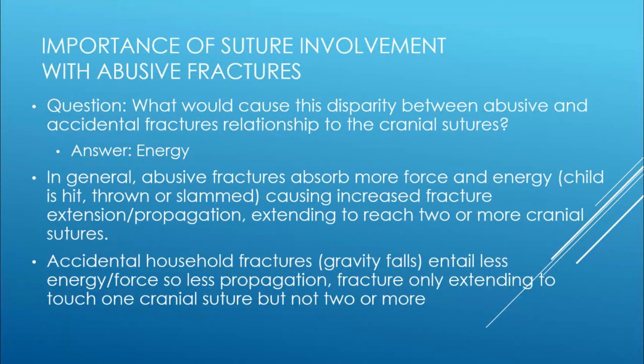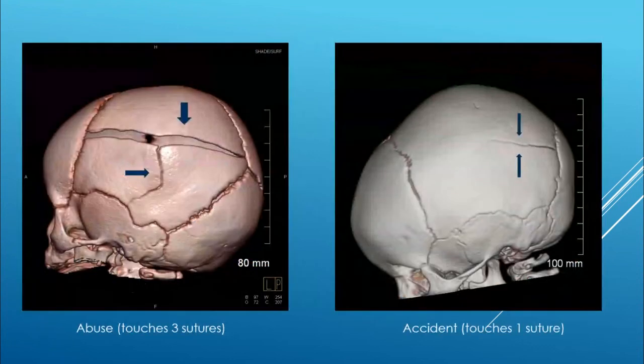In accidental household fractures, the typical force at work is gravity, which would bring less energy and force with it compared to an abusive scenario and cause less propagation across the skull. And this is primarily why we saw the abusive fractures could propagate across and touch 2 sutures, while in our accidental cases, there simply wasn't enough energy to drive the fracture across the skull to reach multiple sutures.